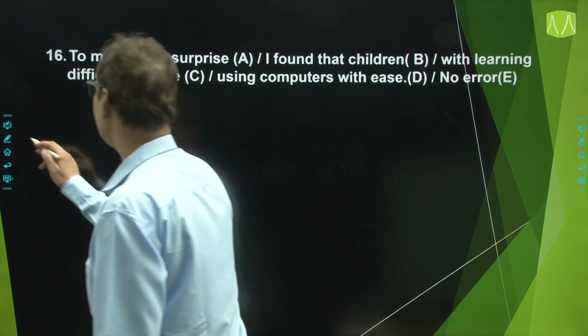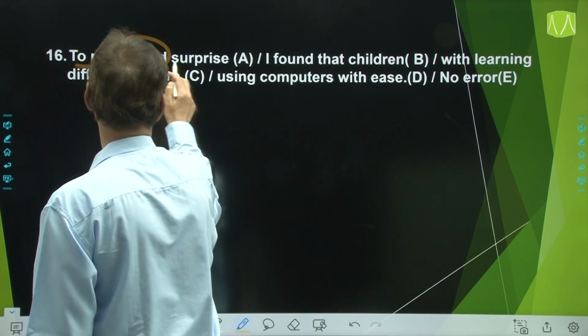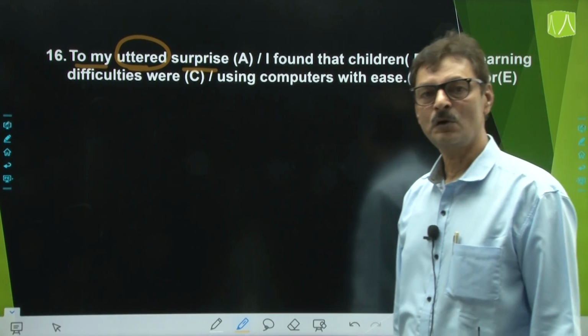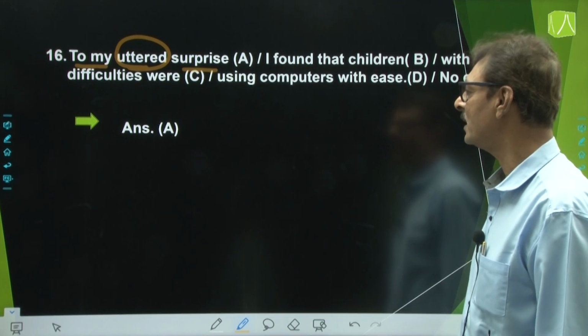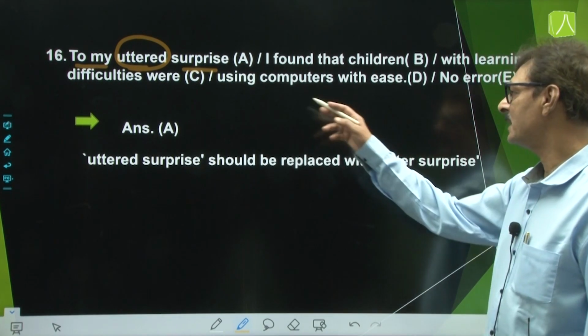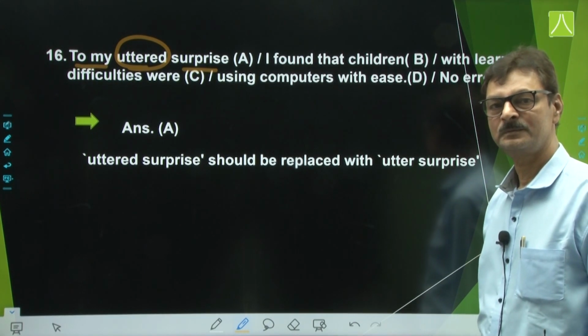Yes, so read it very carefully. To my uttered surprise is incorrect over here. The wrong form of verb has been used. It should be to my utter surprise and not to my uttered surprise. It should be replaced with utter surprise.